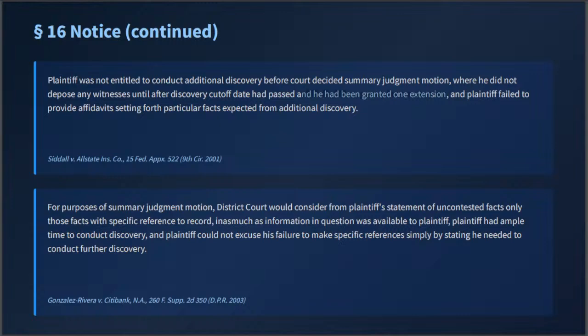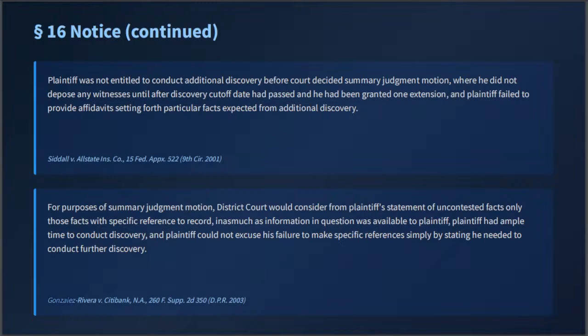Indeed. So, on this one here, this is Seidel versus Allstate Insurance in the Ninth Circuit 2001. So the plaintiff was not entitled to conduct additional discovery before the court decided summary judgment motion, where he did not depose any witnesses until after discovery cutoff date had passed, and he had been granted one extension. The plaintiff failed to provide affidavits setting forth particular facts expected from additional discovery. So dragging their feet there.